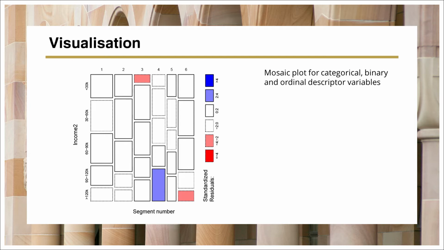Cells that are colored point to statistically significant differences. If the cells are red, the number of consumers in the cell is significantly lower than expected. If the cells are blue, the number of consumers in the cell is significantly higher than expected. In this particular mosaic plot, we can see that members of segment 3 are less frequently in the lowest income category than expected, that members of segment 4 are more frequently in the highest income category than expected, and that members of segment 6 are less frequently in the highest income category than expected.